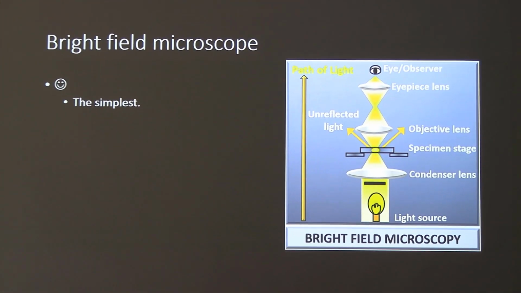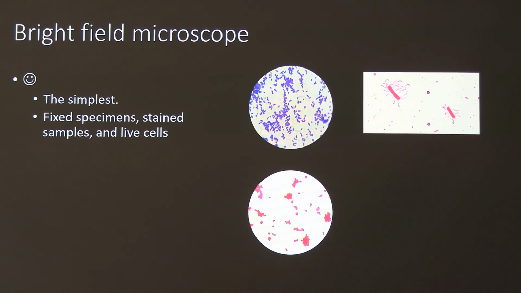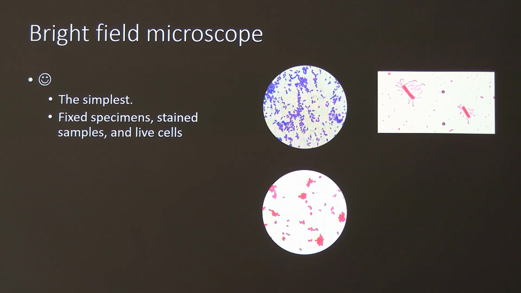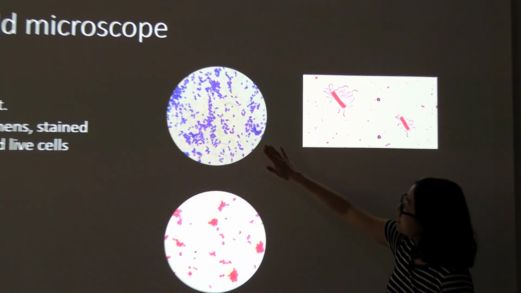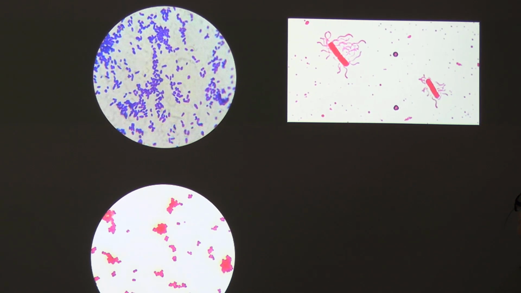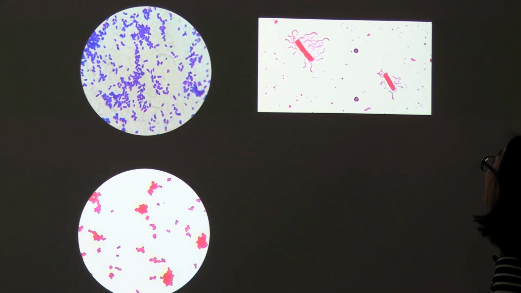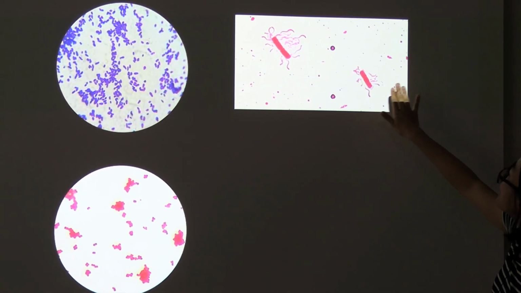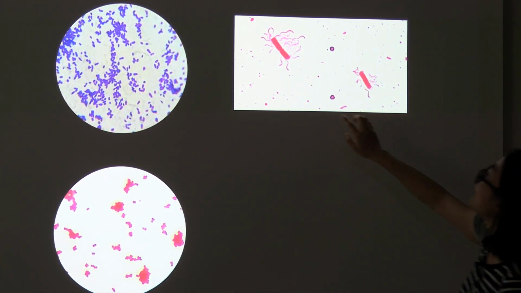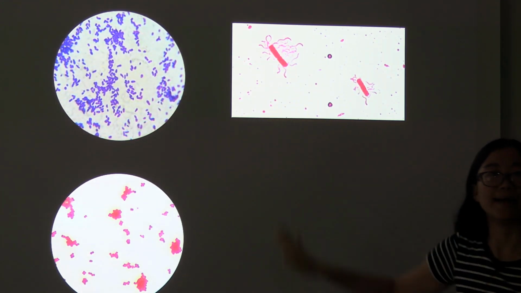With this bright field microscope, you can observe stained, fixed samples. For example, here you have gram-positive and gram-negative bacteria, where you can easily see the differences with different colors. And here, with a staining method for the flagella, you can see the peritrichous flagella of E. coli.